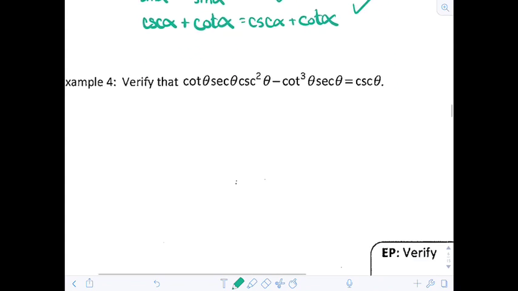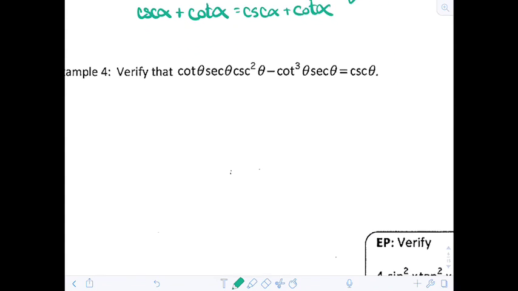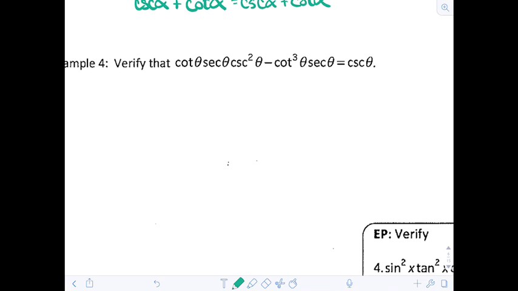Okay, let's do example number 4. Yikes. I hope you're agreeing with me that the left side is definitely the more complicated side. This is really long. This whole thing is equal to the cosecant of theta. So as I look at the cosecant of theta, I know that that is actually 1 over the sine of theta. So in the back of my mind, I'm thinking, all right, I want to get to sine and cosine because eventually that's what I need.